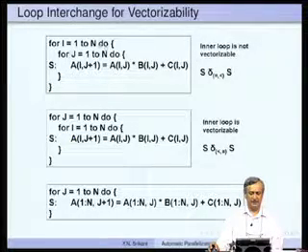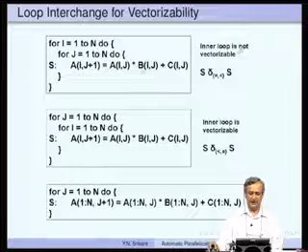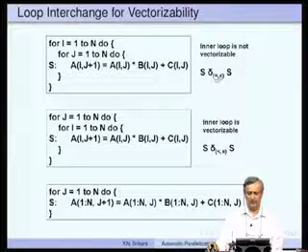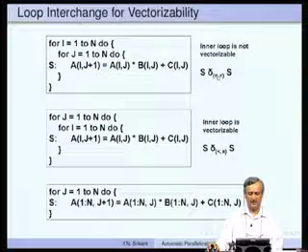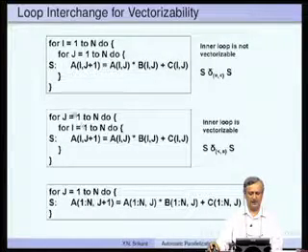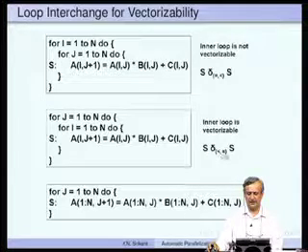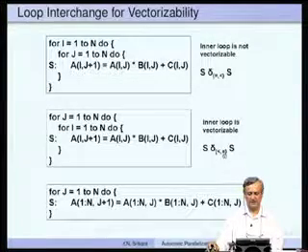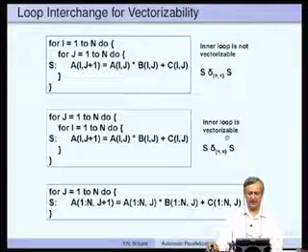So, for example, in this loop the inner loop is not vectorizable. We have this dependence S to S with less than in the inner loop. Now, if we swap the two loops, i becomes the inner loop and j becomes the outer loop, the dependence changes to less than and equal to. So, now the inner loop is definitely vectorizable.